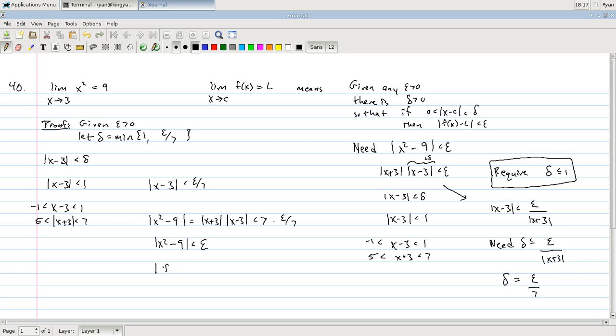This x squared was our function, f of x. This 9 was our limit, L, less than epsilon. And this is what we were trying to prove.